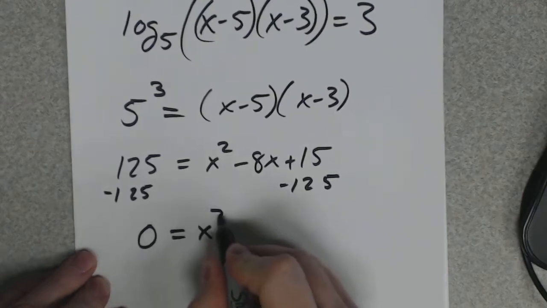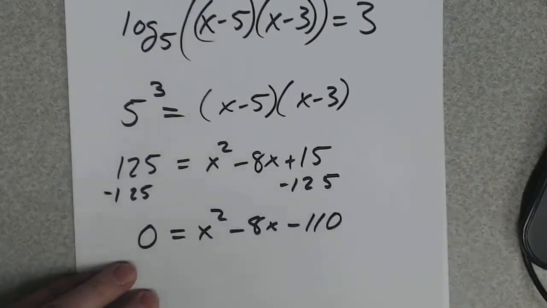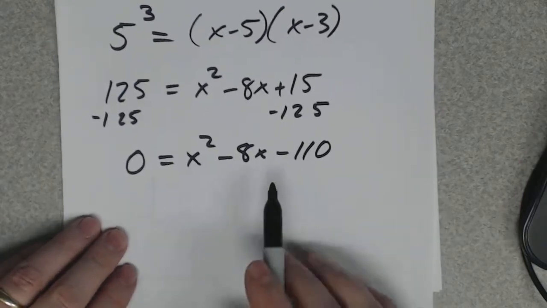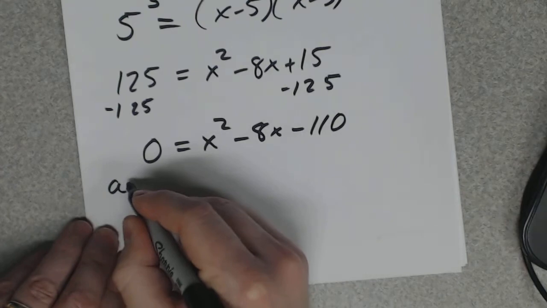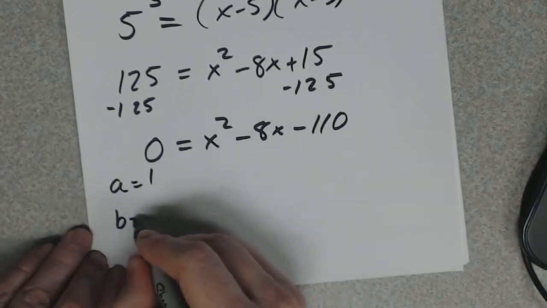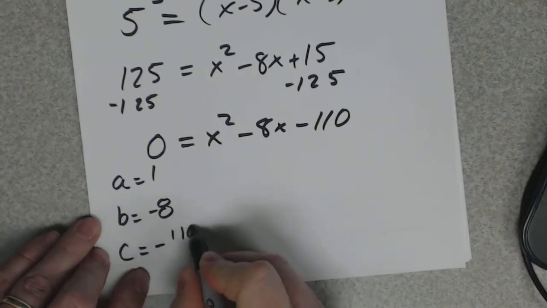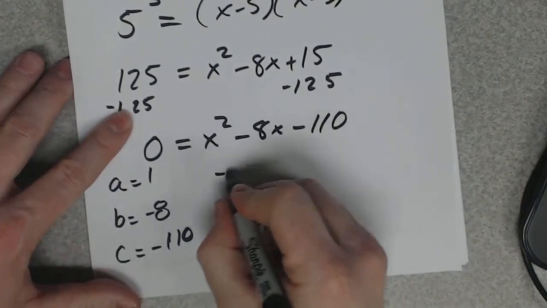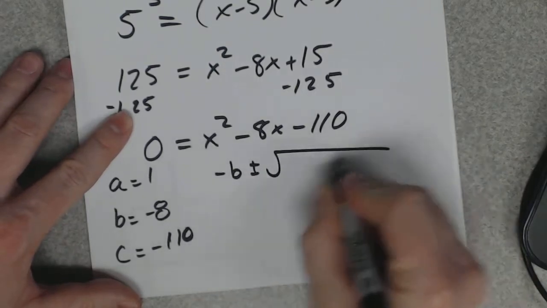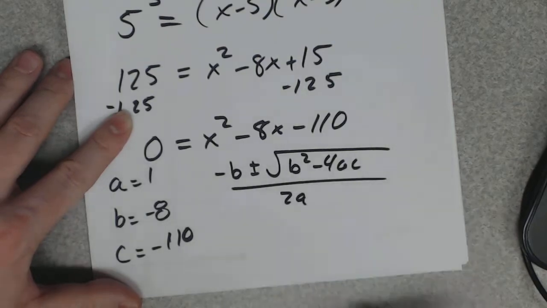0 equals x squared minus 8x minus 110. So at this point, you're just solving a quadratic equation now. Your A is 1, your B is negative 8, your C is negative 110. So negative B plus minus the square root of B squared minus 4AC all over 2A. That's the quadratic formula.